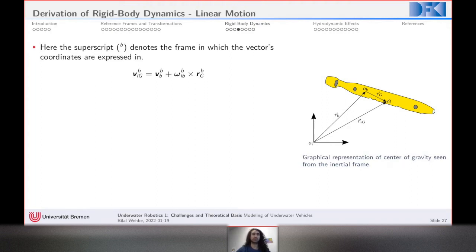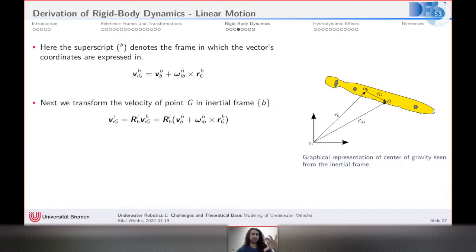these relations in. So now let's transform this back to the inertial frame, which basically would just multiply by the rotation matrix from the body to the inertial frame. So this VIG in the inertial frame is just R from B to I multiplied by this term here. If we just substitute, we get this formula. So the rotation matrix plus VB comes down here, and this term comes down here.